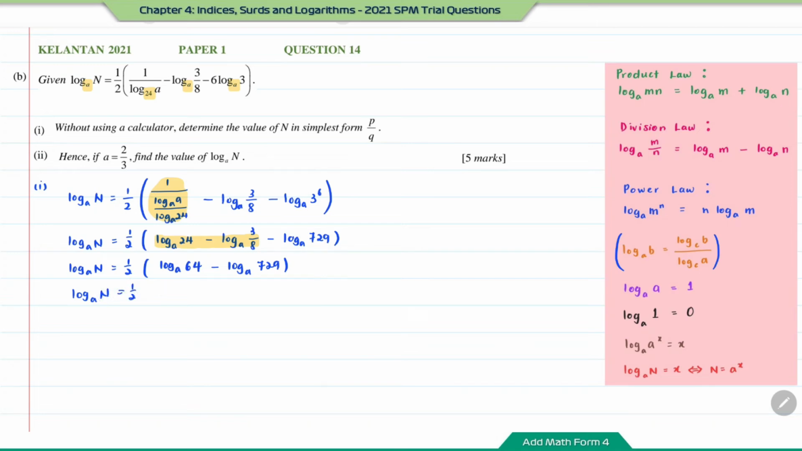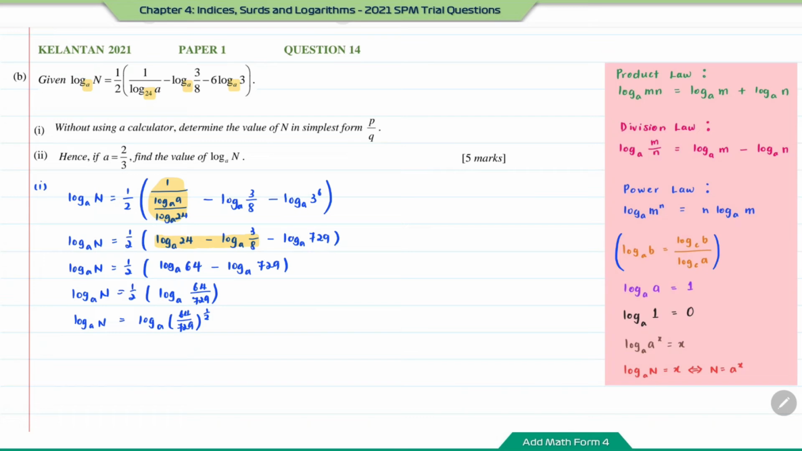Now continue to use the division law. Then this is going to be log base a of 64 divided by 729. So next, using the power law, I'm going to move this 1 over 2 to the front, so it will become log base a of 64 over 729 to the power of 1 over 2.